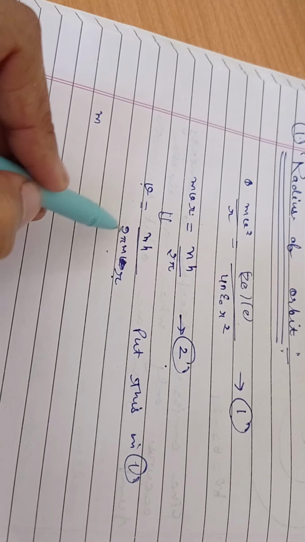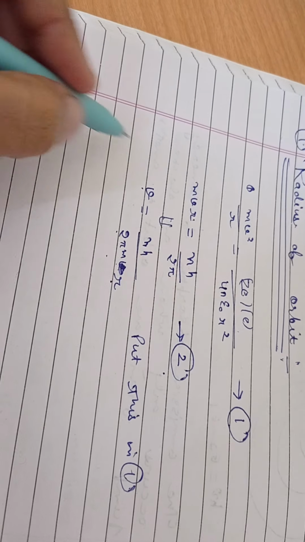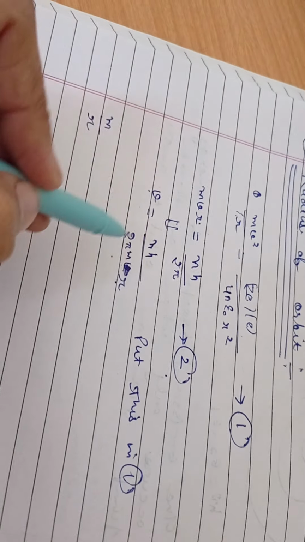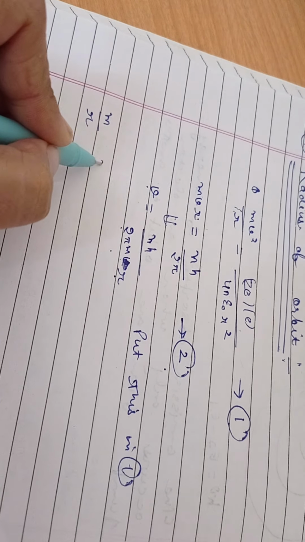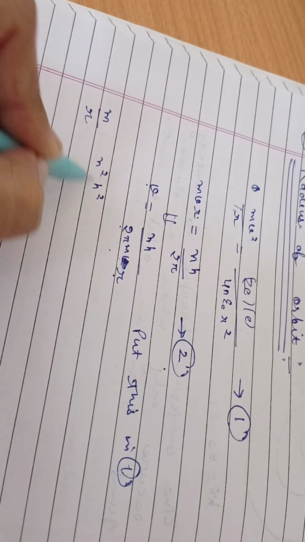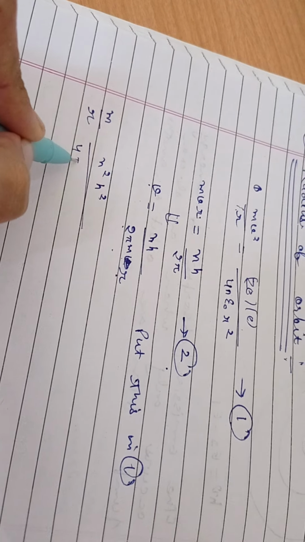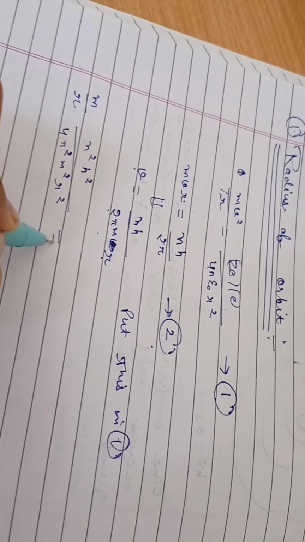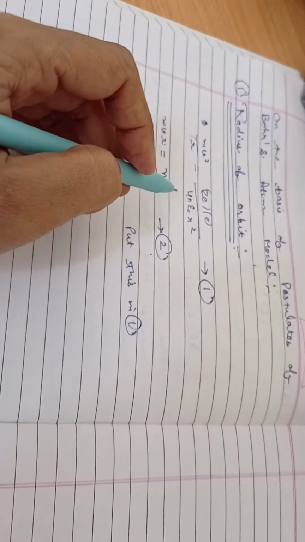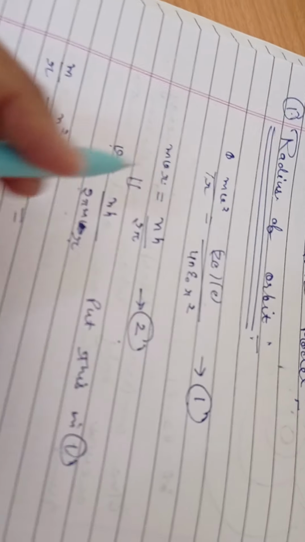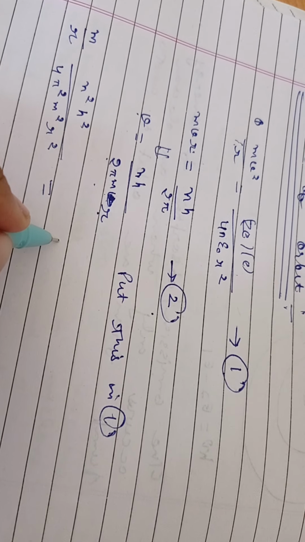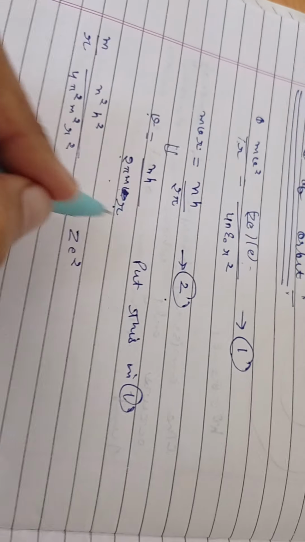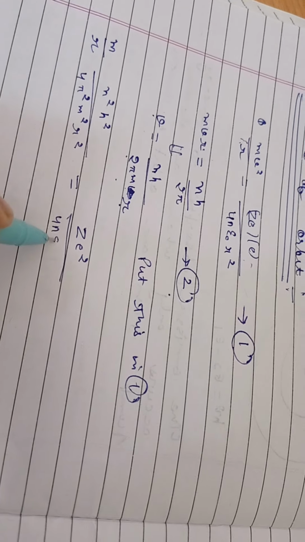Now I am writing m. What is the value of v? Here it is v square, so I will write the square: m over r, instead of v putting this value. Since there is v square, I am writing n square h square over 4 pi square m square r square. Now the right hand side as it is: Z e square, here I can write e square, over 4 pi epsilon naught r square.